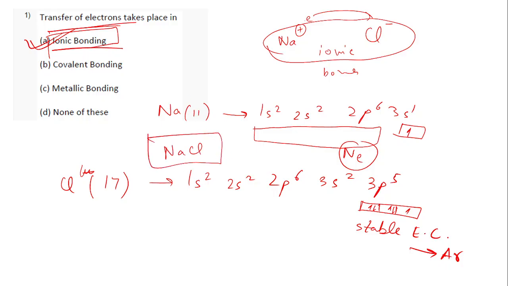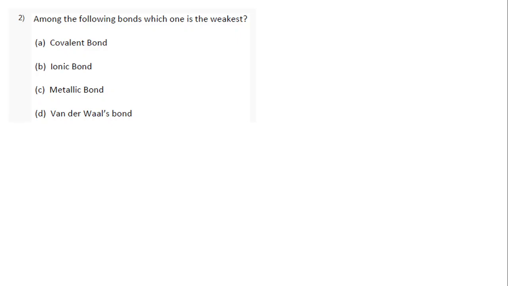Okay, moving on to the next question. Among the following bonds, which one is the weakest? If you recollect, we discussed primary bonds and secondary bonds. Broadly, we saw the categories are primary bond and secondary bond. Under primary bond, there were a few types, and under secondary bond, there were a few types. And we had seen primary bond is stronger than secondary bonds. So, among the following bonds, which one is the weakest?